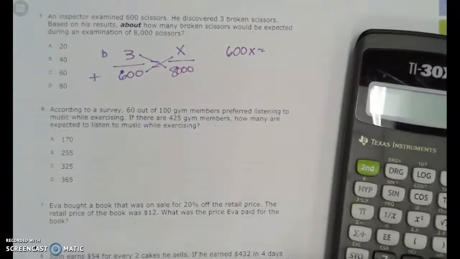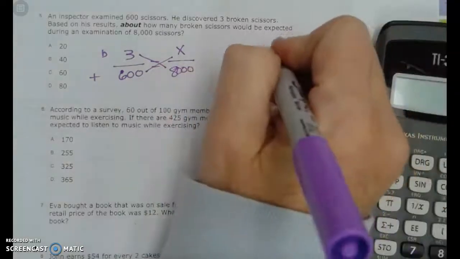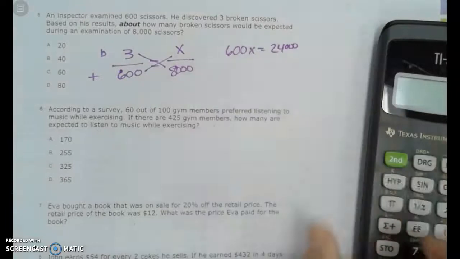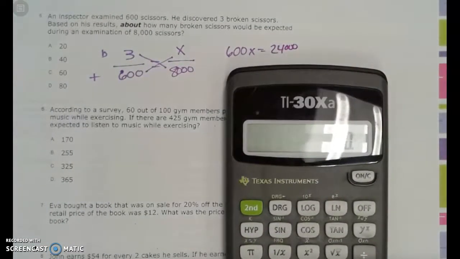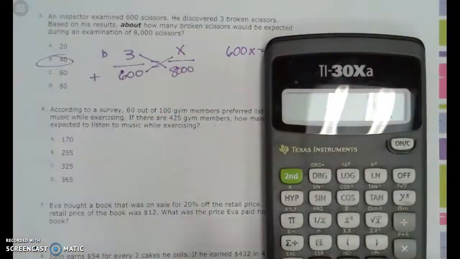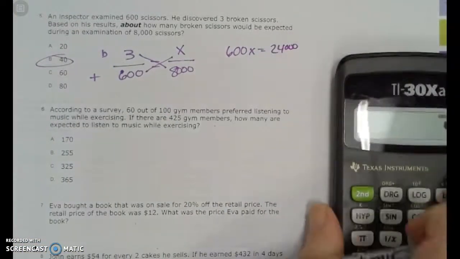But we'll double check ourselves. And then we're going to divide both sides by 600. And we get 40. So 40 pair of scissors would probably be broken.